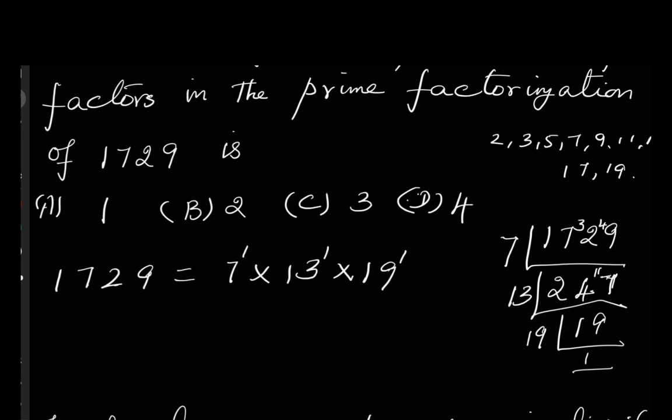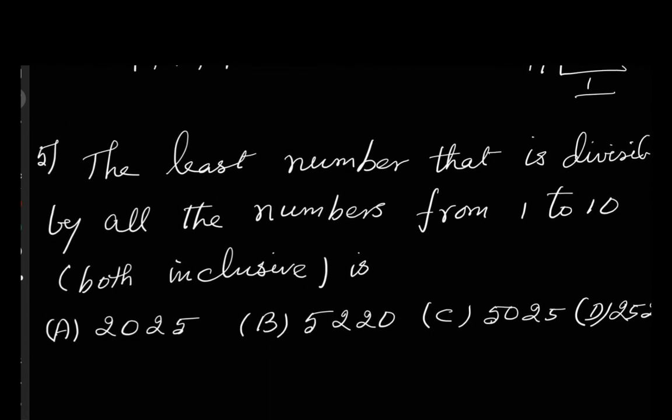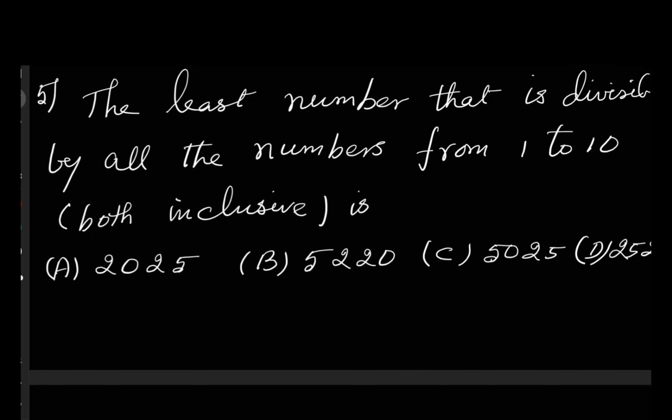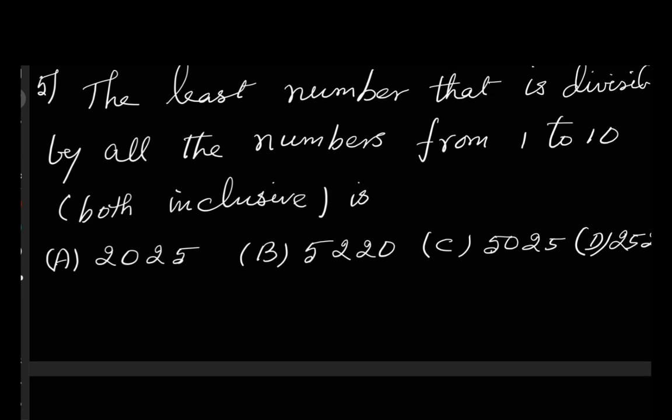See the power. Exponents is degree. So 1, here 1 plus 1. This is equal to answer 3. See, look at the option C. Option C. Next question. The least number that is divisible by all the numbers from 1 to 10.